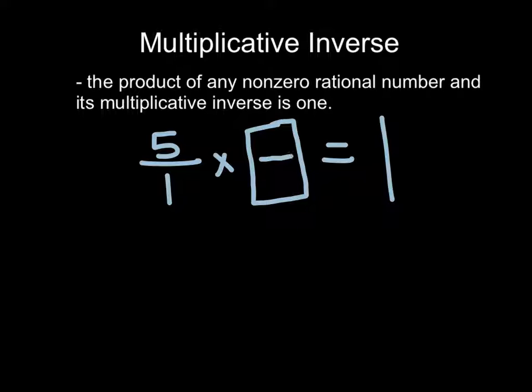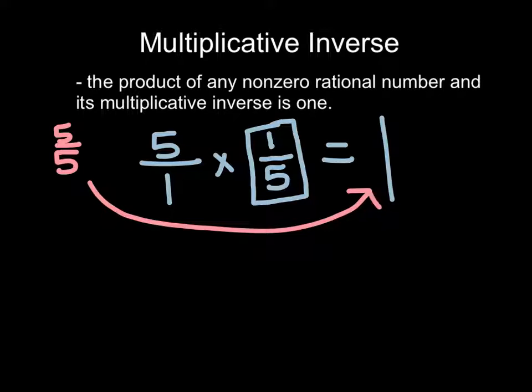So if I need 5 on the top and 5 on the bottom, I would need 1 up on top of this one and 5 on the bottom of this one. Then if I multiplied across, I would get 5 over 5, and 5 over 5 is the same thing as 1. Or if you used the canceling or simplifying method, 5 and 5 would both become 1 and 1, so when you multiply those, you would get 1.